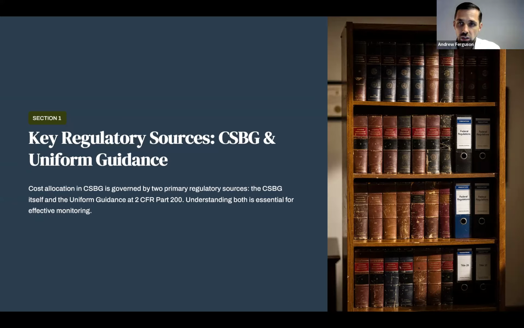So the CSBG, some of that's just a brief history lesson. I'm sure some of you know this very well, but CSBG itself is the Community Service Block Grant. It traces its origins all the way back to the Economic Opportunity Act of 1964. Then it gets its name and its current form from the 1981 Omnibus Reconciliation Act, with obviously legislative updates and reauthorizations since then.